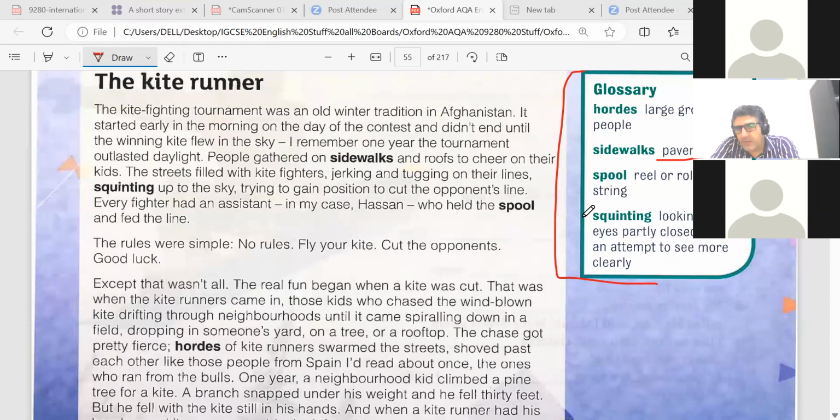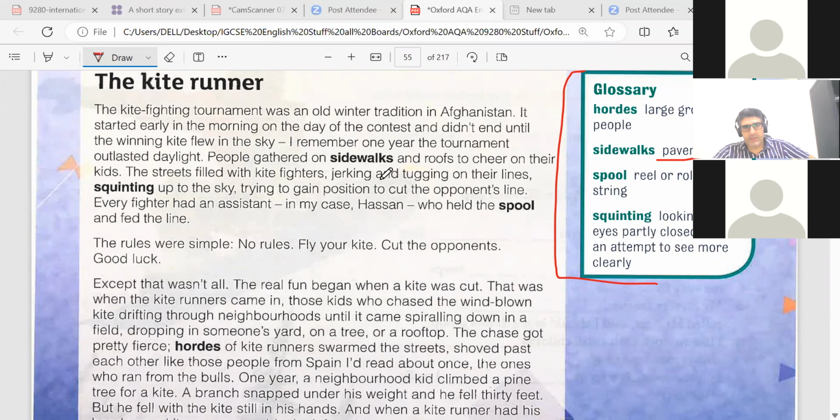Squinting: looking with eyes partly closed in an attempt to see more clearly. Okay, sometimes when someone cannot see well and wants to focus, he closes his eyes a little to see more. So in this way you call it what? Squinting. So looking with eyes partly closed. Sometimes you open one eye and close the other. Okay? Why? To see much better or more clearly.